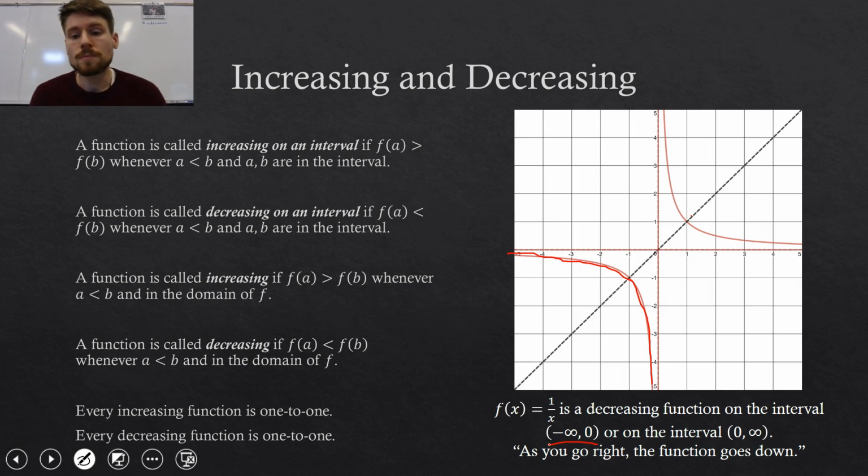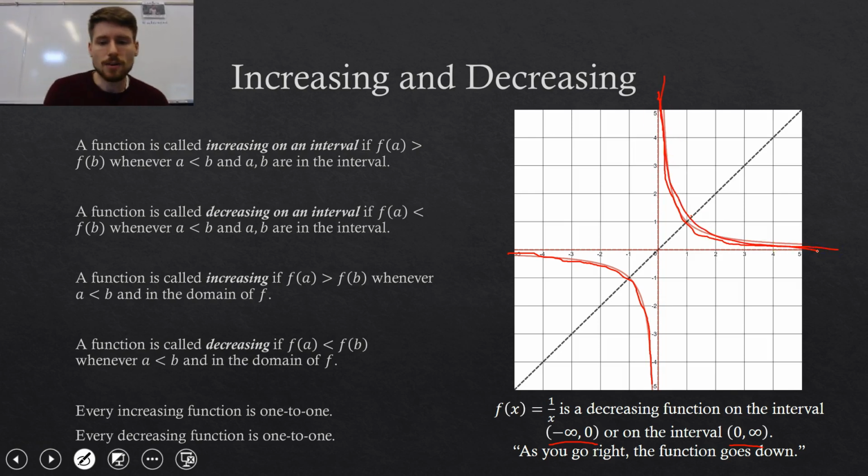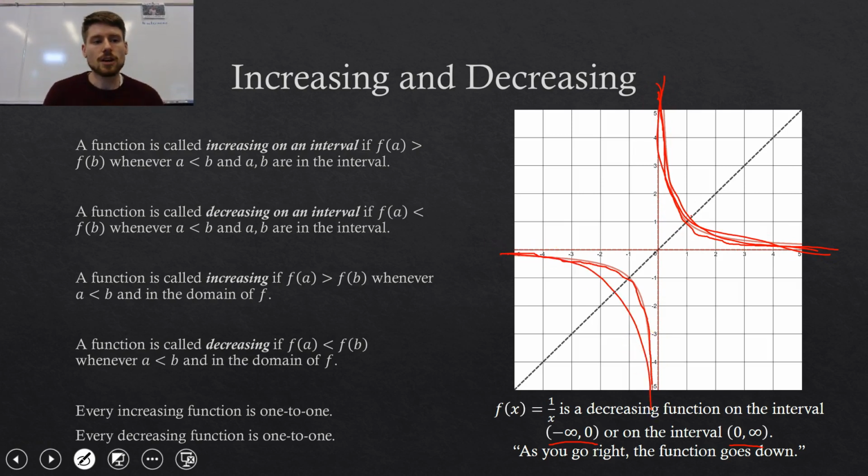And the same is true if you look at the other interval from 0 to infinity. Starting up here, you go right and down, right and down, right and down. So it's going right and down for all these values on the interval from 0 to infinity. And so it's decreasing here, it's decreasing there. But in general, this function would not be decreasing because if you look at this point and this point, it does have to increase like that.